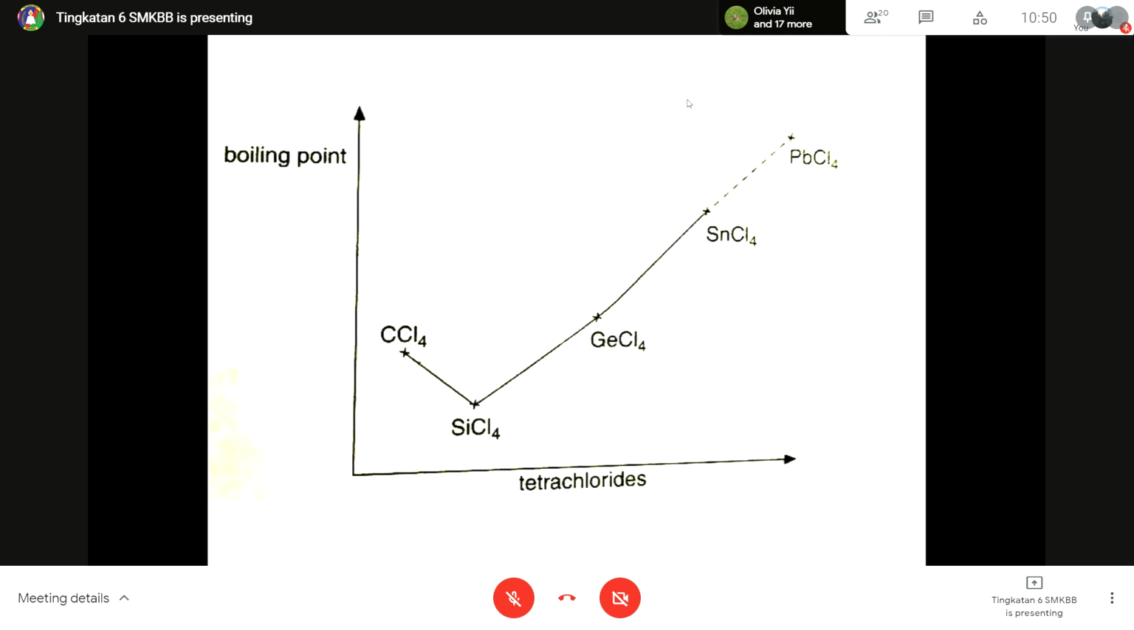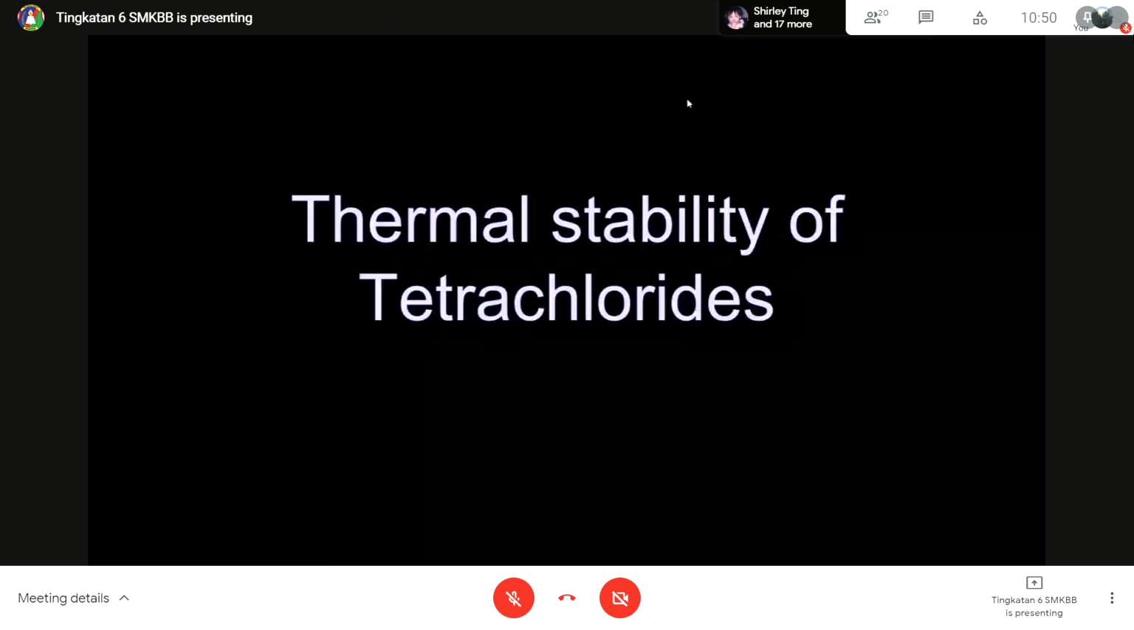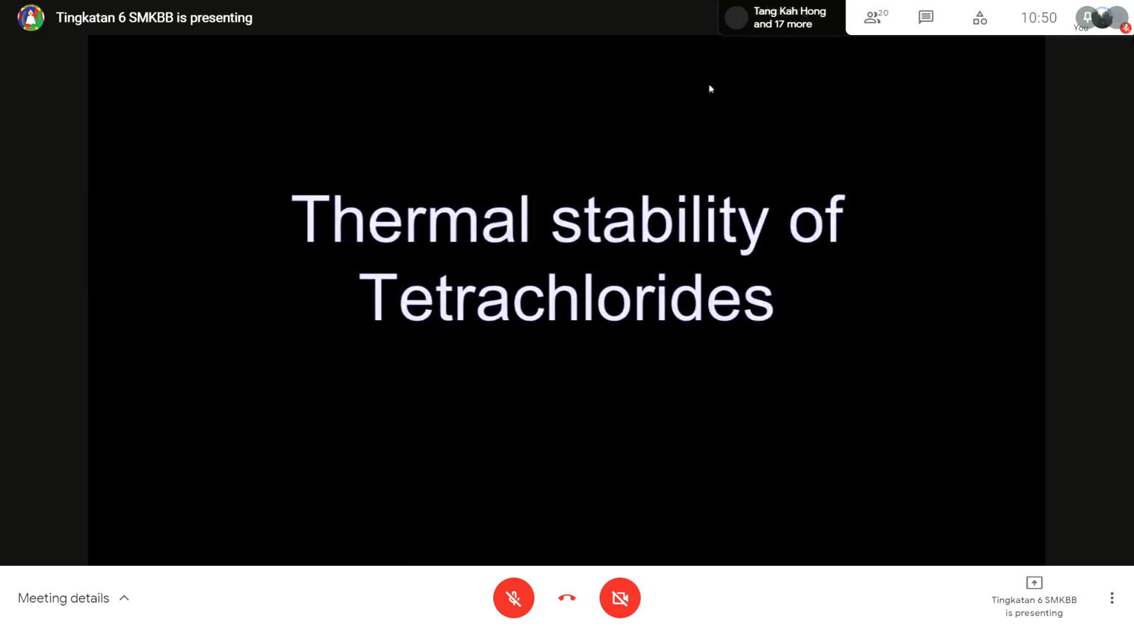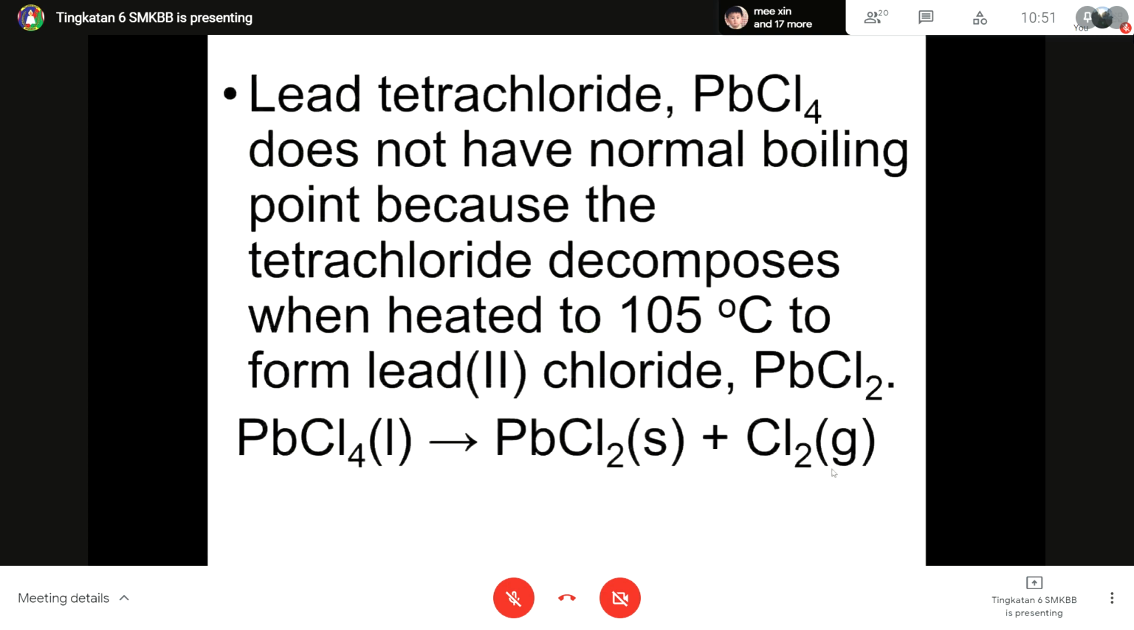Okay, next let's check. How about if I want to heat and let them decompose? Thermal stability means only one thing: you want it to decompose and produce new products, just by heating, not adding any other reactant, just heat only. So thermal stability. Now, based on this part, of course, you should know already. The most unstable, definitely PbCl4, isn't it? You heat PbCl4, it will become these two. So this one, no need very hot. 105, enough already.